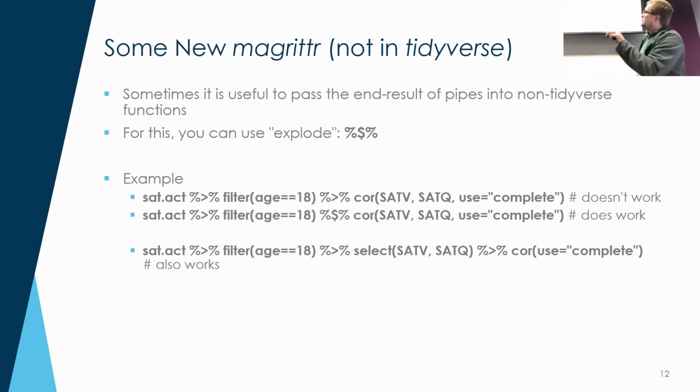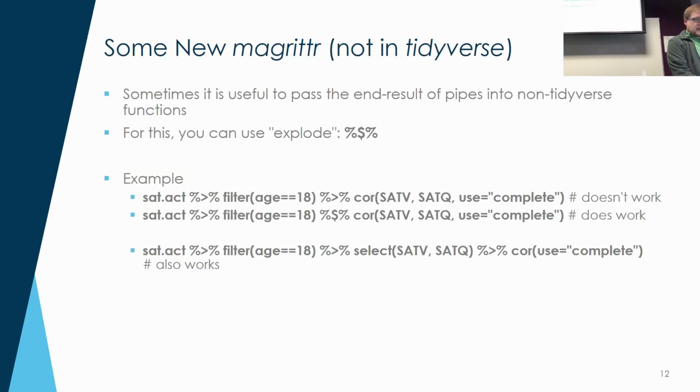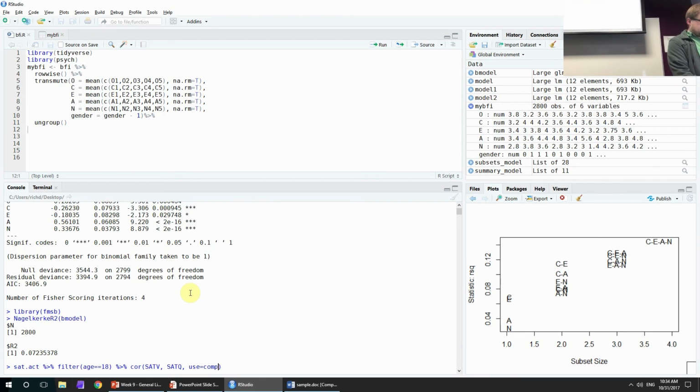So right here, this first example, sat.act, that's another data set from psych. Say we wanted to look at the correlation between SATV and SATQ for people that were age 18. So intuitively, I think you would do something like this. Equals 18, and we're going to pipe to cor, SATV, SATQ, and use equals complete.